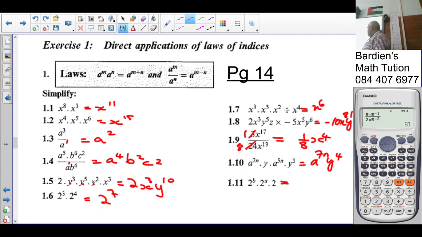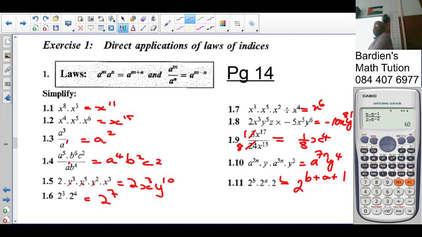When we're multiplying and bases are the same. Are the bases the same? Yes, all the bases are 2. So what do we do with the exponents? We add the exponents. b plus a plus 1. So what's b plus a plus 1? ab? It's unlike terms, yes. We just leave it like that.